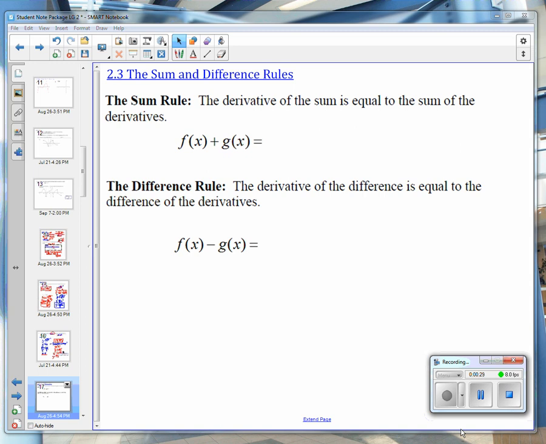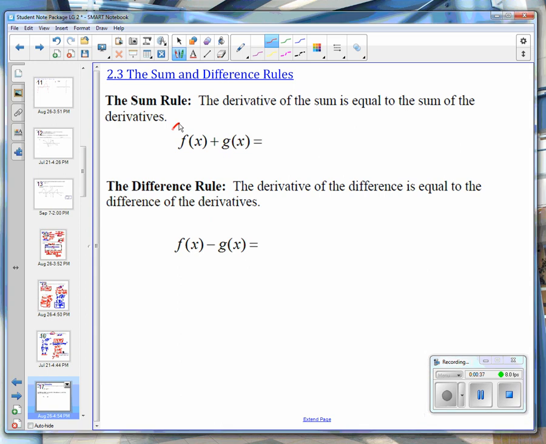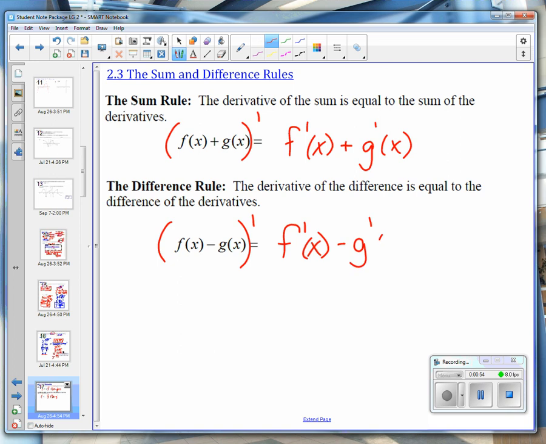So the sum and the difference rules is basically now, instead of just having one term, we're going to have multiple terms. And it's pretty easy, guys. If I take the derivative of something that looks like this, obviously what we're going to do is take the derivative of each individual term and then just add them together at the end. Same thing with subtraction. So if I want the derivative of that, it literally is just separate them and find the derivative of each one.